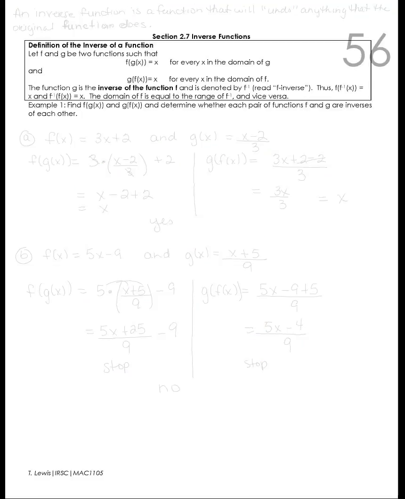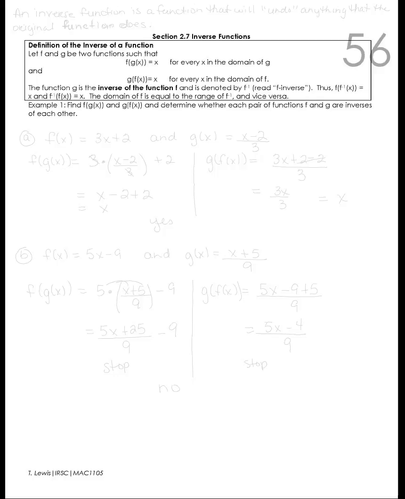The definition of the inverse of a function, and then I'm going to read this and put it in my own language, okay? It says, let f and g be two functions such that f of g of x is equal to x, for every x in the domain of g, and then g of f of x is equal to x, for every x in the domain of f.